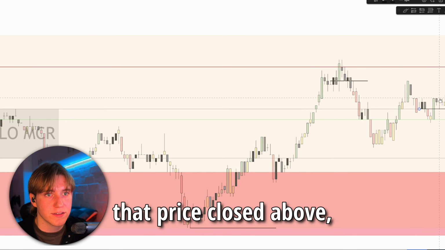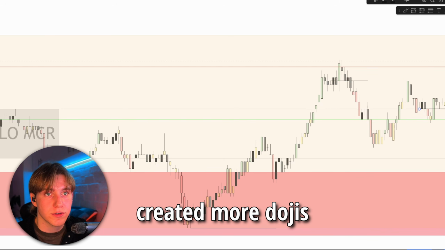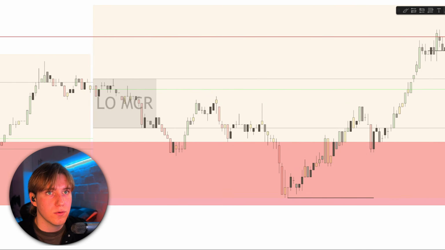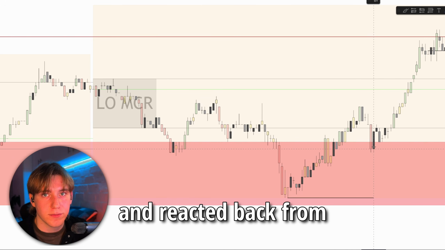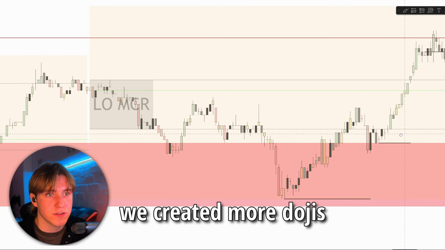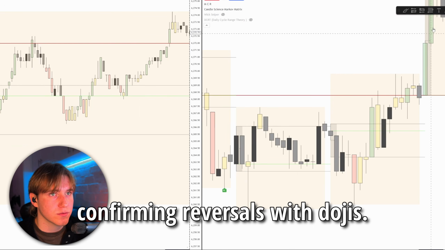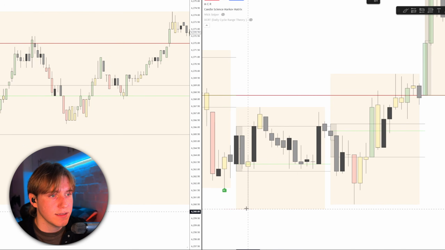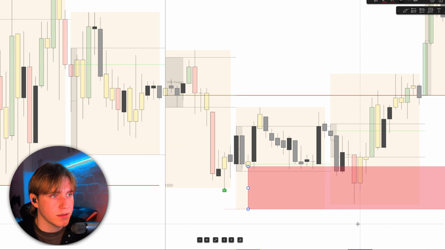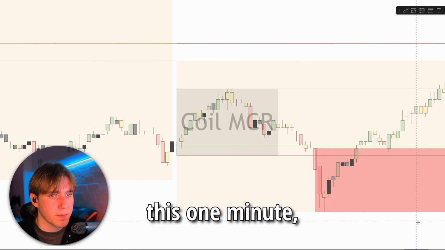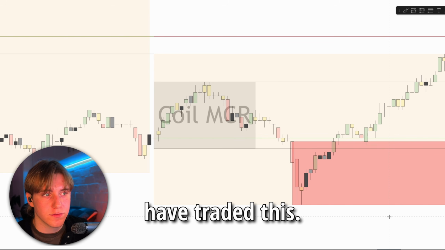We have one that price closed above, reacted off of, created more dojis to continue price. Once we went and reacted back from the previous edge, we created more dojis to confirm the reversal. So we're pretty much confirming reversals with dojis. Let's mark out that previous edge again. Get back to this 1 minute and then identify how we could have traded this.